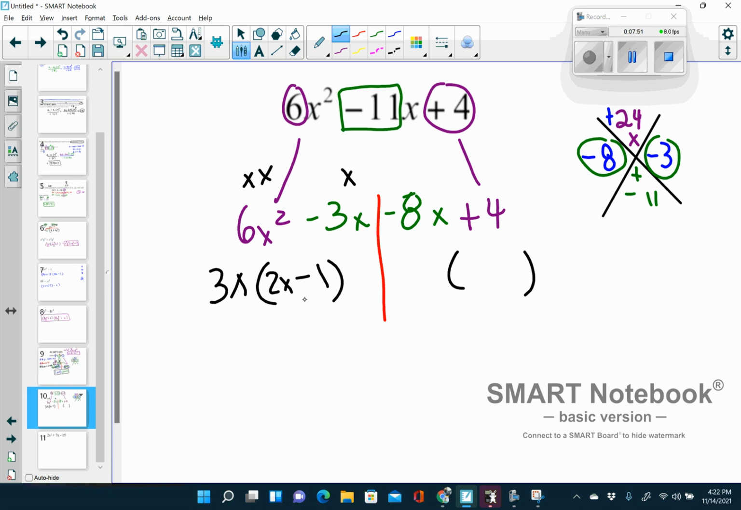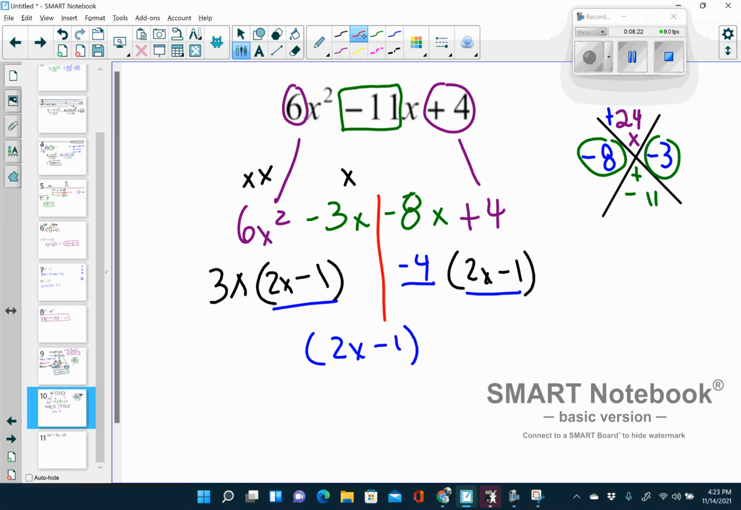So I know that I'm going to kind of cheat a little bit. I know that in this parentheses, I'm going to have a 2x minus 1 because remember, the parentheses have to match. So what number has to go out in front? Something times 2x gives you negative 8x. That's going to have to be negative 4. So now let's check it. Is negative 4 times negative 1 positive 4? Boom, it works. Perfect.